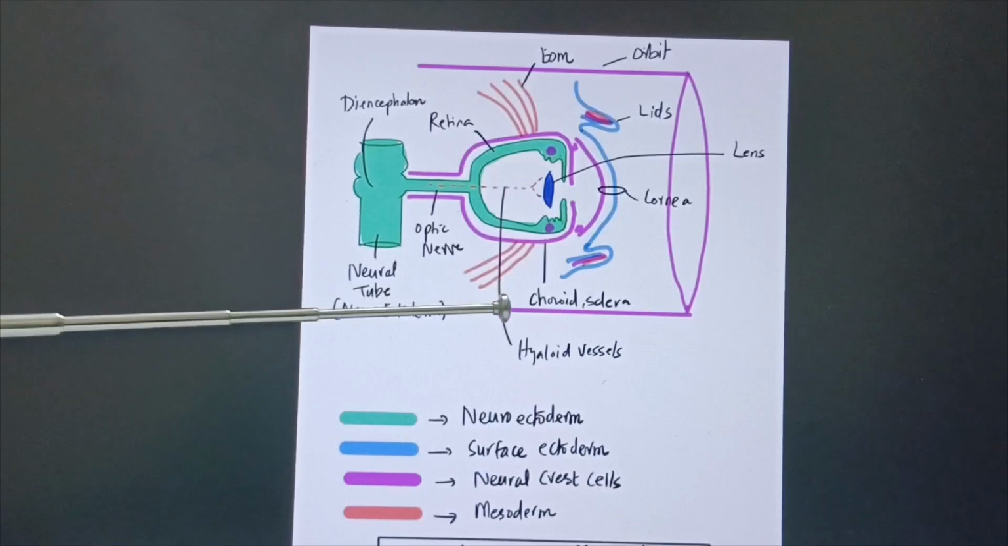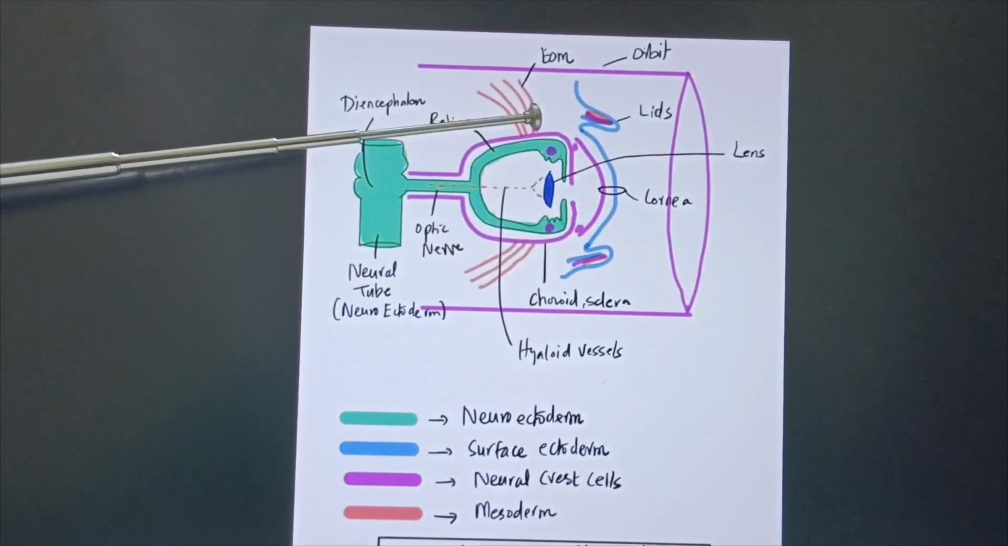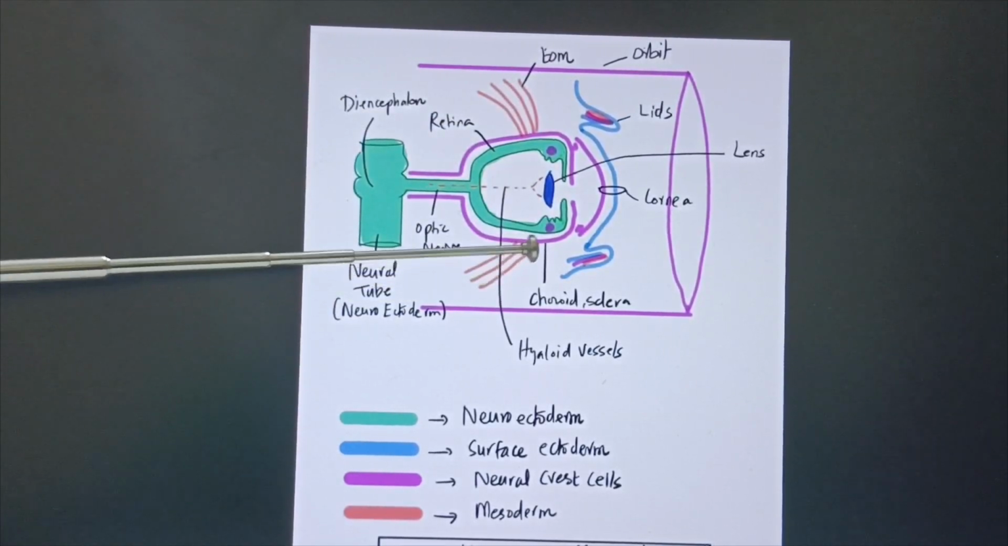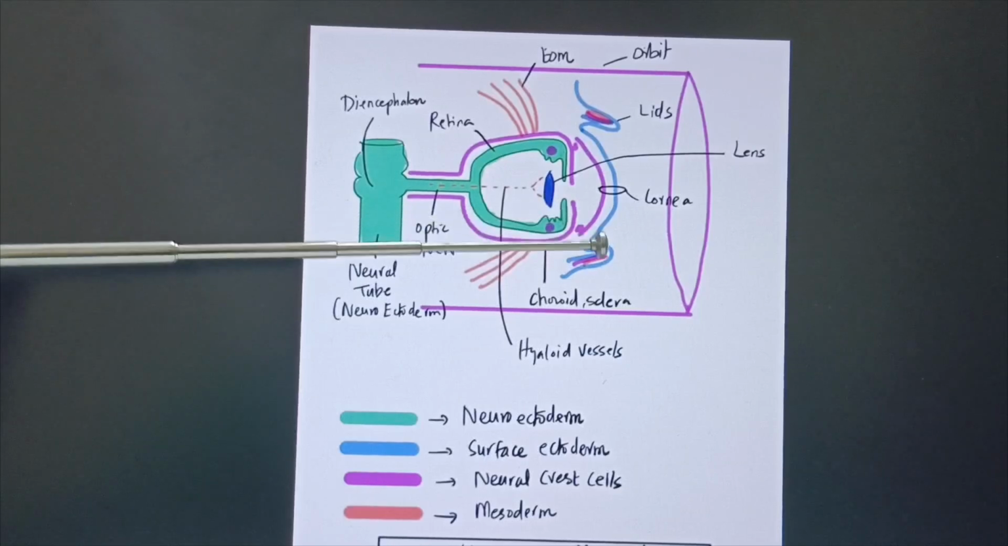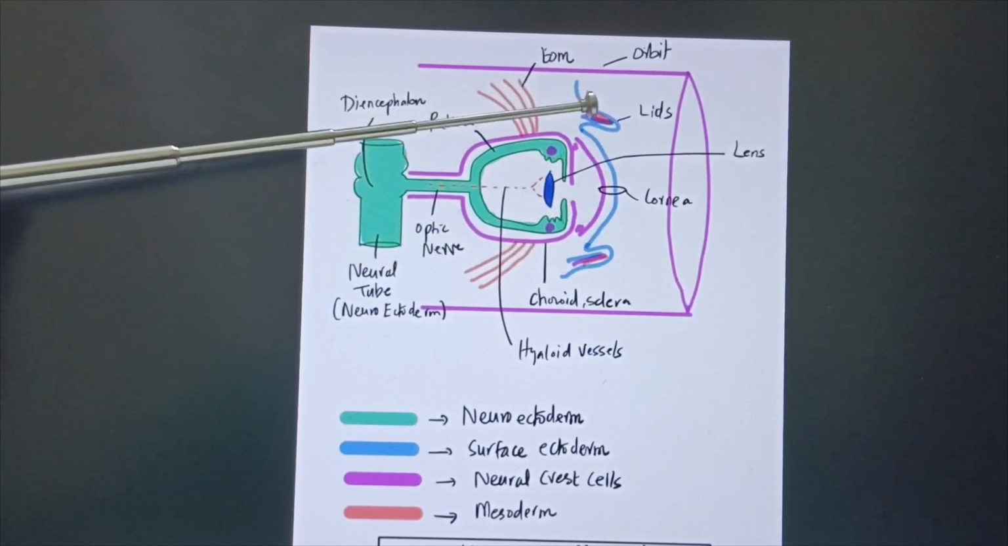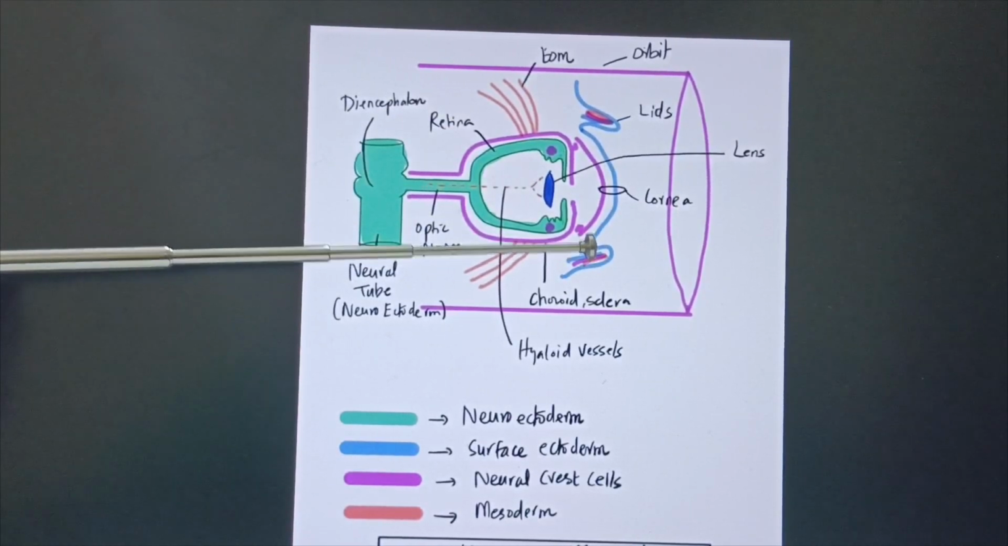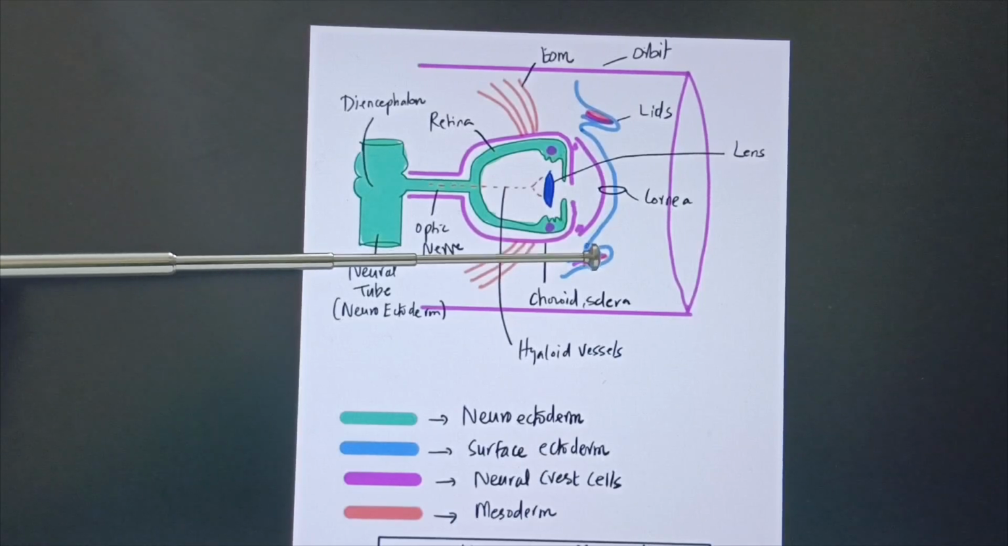Okay, what is left? The mesodermal mesenchyme that gave rise to the extraocular muscles being inserted or attached on the sclera, and the lid musculature, which is levator palpebrae superioris and orbicularis oculi.